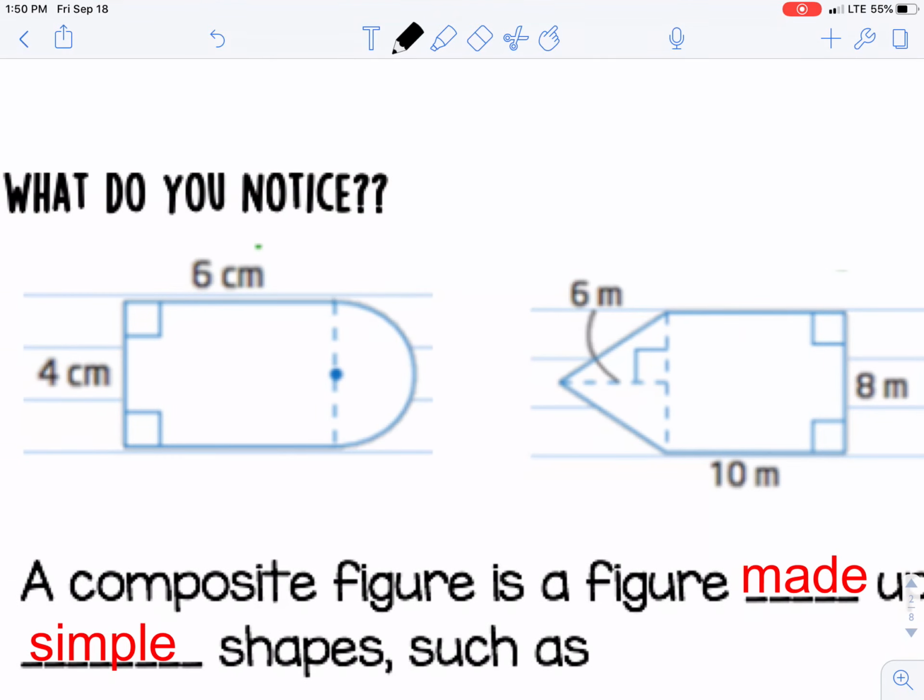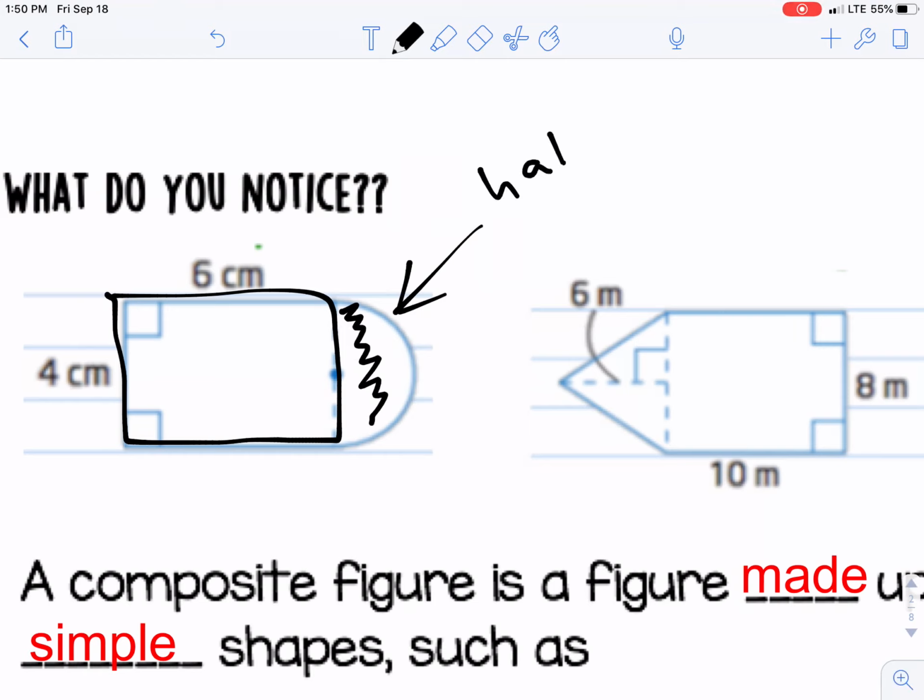All right, well, what do we notice? I noticed that there is a rectangle right here. And there is a little piece right here called a semicircle or half circle. Do we know the formula for the area of a rectangle? Yep, that's base times height. Do we know the formula for the area of a half circle? Well, we know the area of a circle is pi r squared, so we can cut that in half.